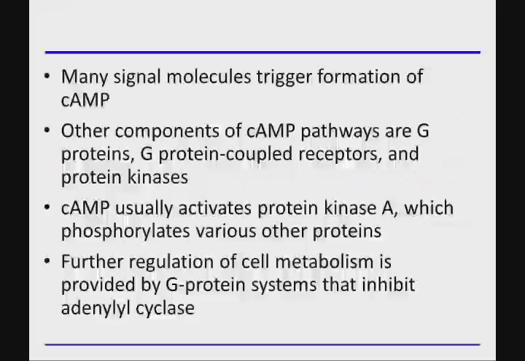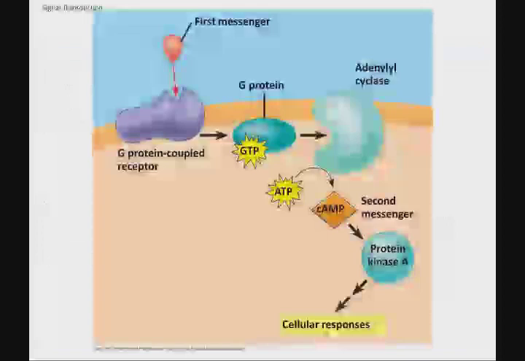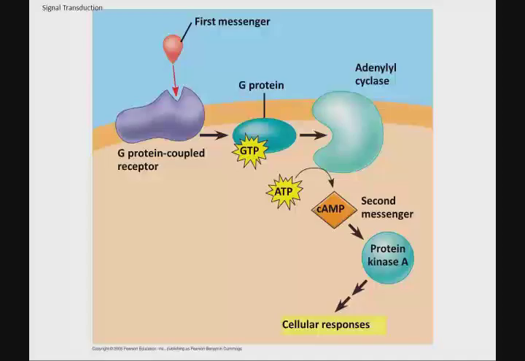So many signal molecules can trigger the formation of cyclic AMP, and oftentimes these are associated with pathways that have G proteins. All right. So we oftentimes will engage a protein kinase, and then we'll get further regulation of cell metabolism provided by the G protein system that inhibits adenylyl cyclase. Okay, so what are we looking at here? Let's look at the pictures. The pictures are the best. So we have our first messenger that activates our G protein receptor, which we've already talked about.